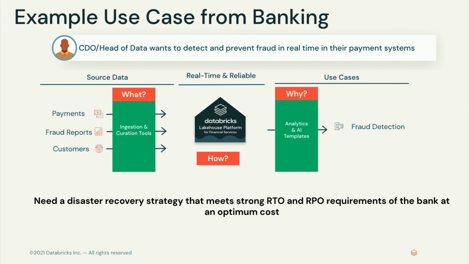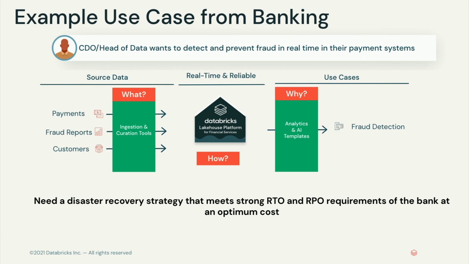And for this, I'm going through a role play. Let's assume that I am a chief data officer of a bank, and we are implementing a specific use case to detect and prevent fraud in real time for the payment systems. For this, we have adopted Databricks Lakehouse architecture. In this Lakehouse architecture, we are sourcing different kinds of data, such as real-time payments coming from different channels, customer data, as well as past fraud reports coming from third party.